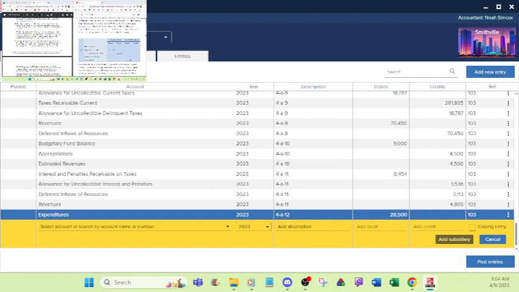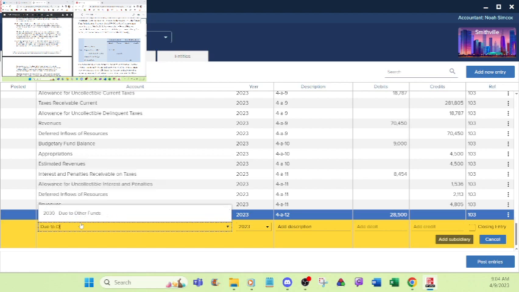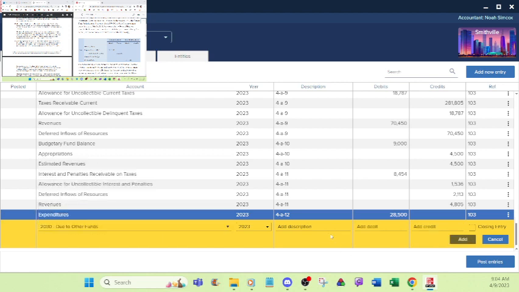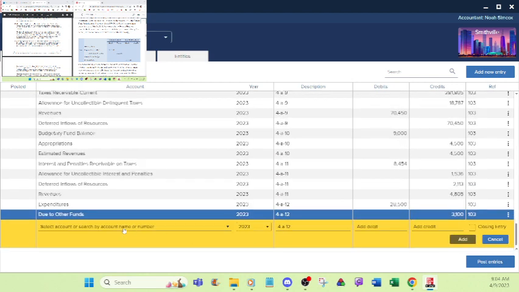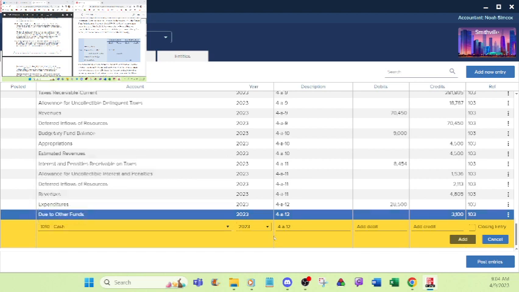Expenditures, and then due to other funds, and cash. Due to other funds. Remain unpaid is $3,100. And cash was paid, so just cash. Like, I was literally making a big deal out of the fact that they didn't show them paying cash.